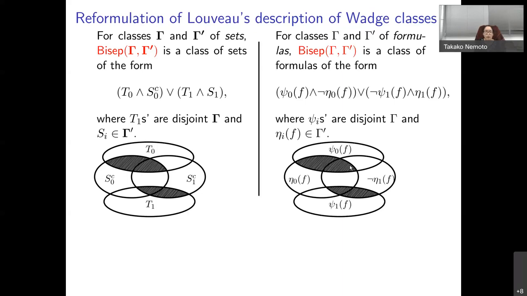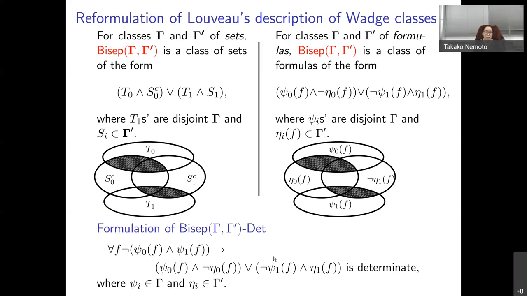Similarly, we can define the class of formulas bisect gamma, gamma prime, just replacing intersections and unions by and or. So taking formulas psi zero and psi one from gamma, and eta zero and eta one from gamma prime, and taking the and of psi zero and not eta zero, and, sorry, here it's psi one and eta one. So the set theoretic operation is like this. And then we can define another determinacy scheme.